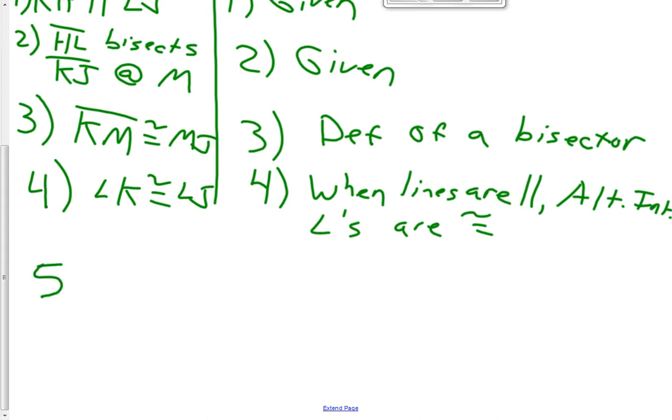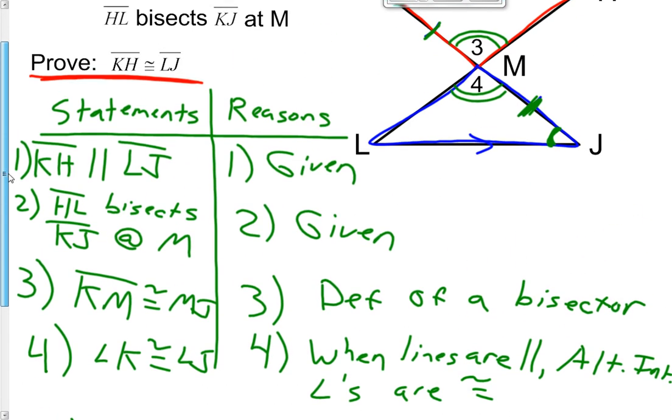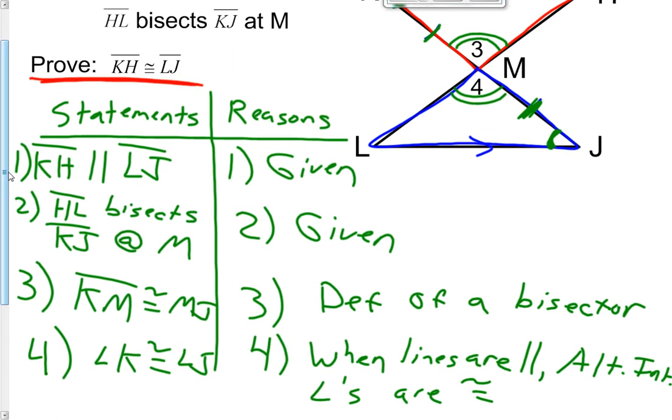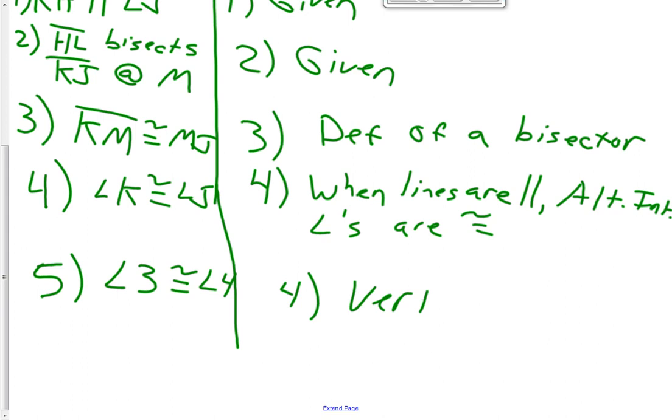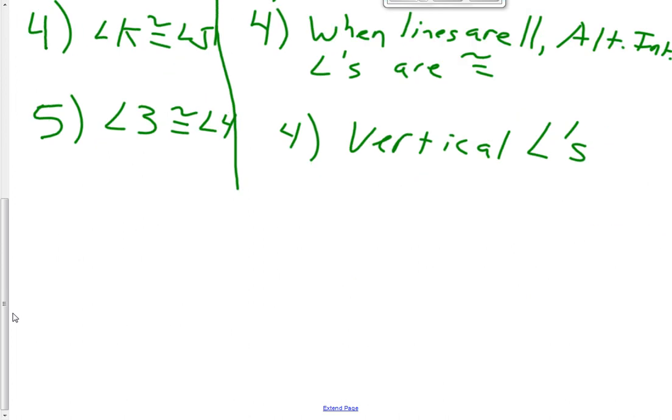And then step 5, our last part of the proof for the triangles, is we said angle 3 and angle 4 are congruent because they're vertical. Angle 3 is congruent to angle 4 because they are vertical angles. Alright, so we have successfully proven that the two triangles are congruent to each other.